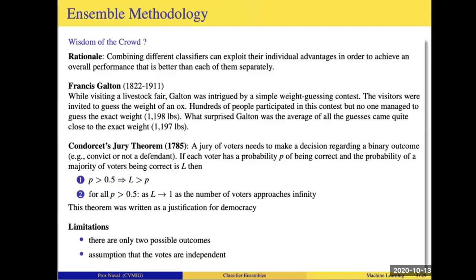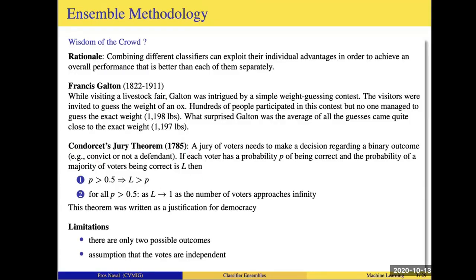So, going back to this condition, p greater than 0.5. Now, what happens if p is less than 0.5? That some of the voters will have the probability of being correct less than 50%. Then having more voters will make things worse. In fact, the optimal number in that case is just 1 voter.